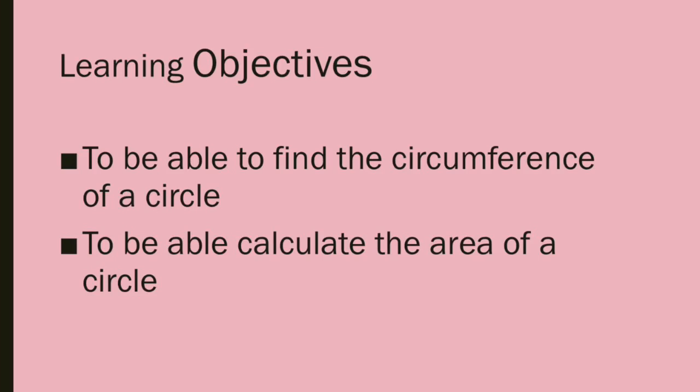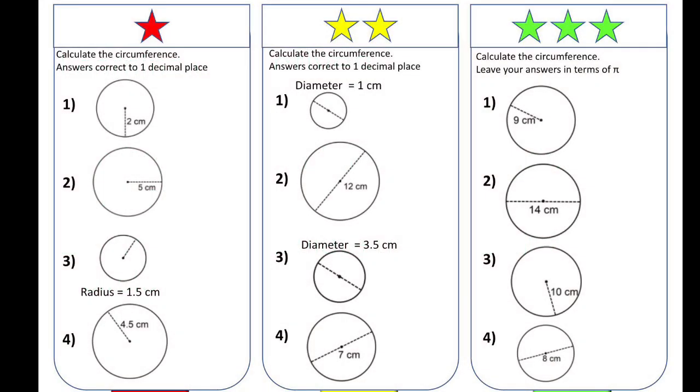In today's lesson, we will be consolidating our work from yesterday on the circumference of a circle. We will then move on to how to calculate the area of a circle. Have a go at 4 questions from this slide. You could choose any 4. You might want to do all of one colour or do a few from each. Pause the screen and the answers will come up next so you can check how you got on.